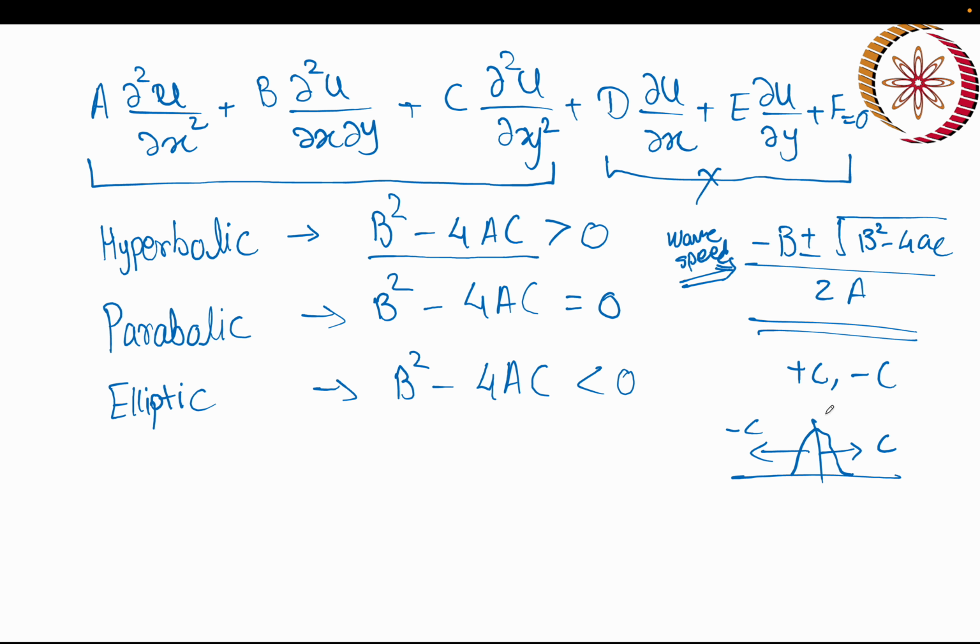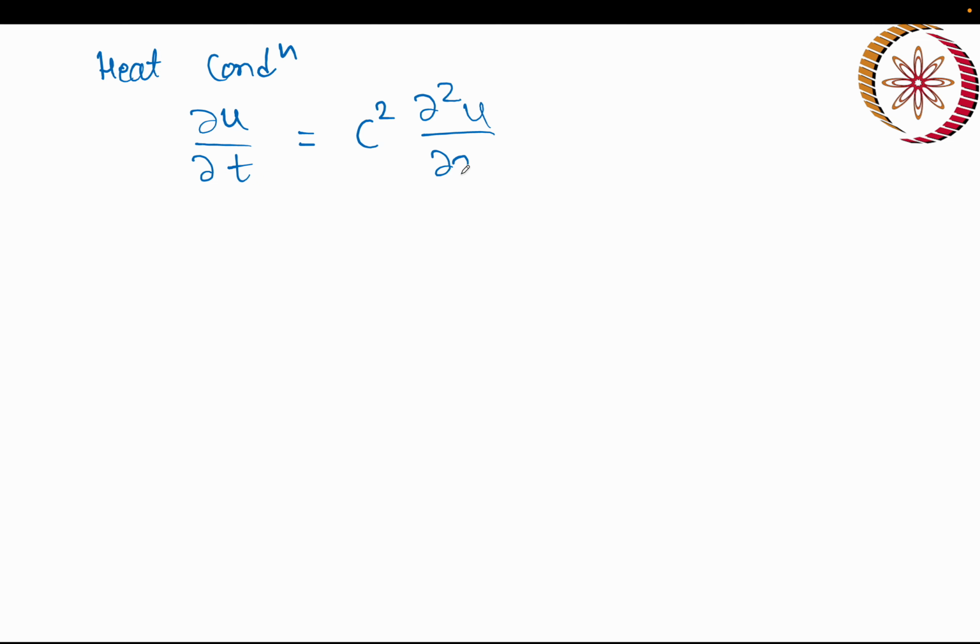So we'll see these three equations, with an example for each of hyperbolic, parabolic, and elliptic. Let's say we have the heat conduction equation. In the heat conduction equation, you can see ∂u/∂t is equal to, let's say, c² times the second derivative. c² need not be a speed, it is just some constant.